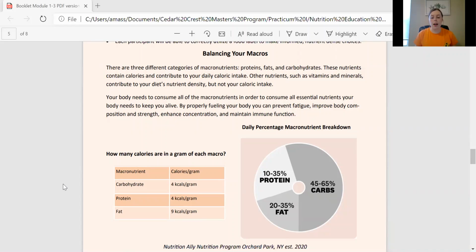For your fats, just a little section there. If you look at the chart of how many calories are in a gram of each macro, you see that fats are 9 calories per 1 gram. So they have the most calories per gram compared to the other macronutrients, proteins and carbohydrates. Your diet really only needs 20 to 35% of fat, and then 10 to 35% of your daily calories should come from protein. Again, we're going to dive a little deeper and break each of those down for you.